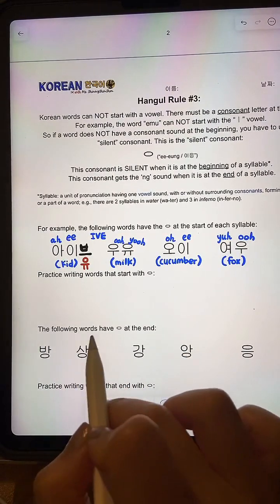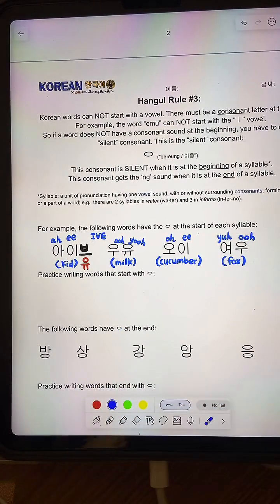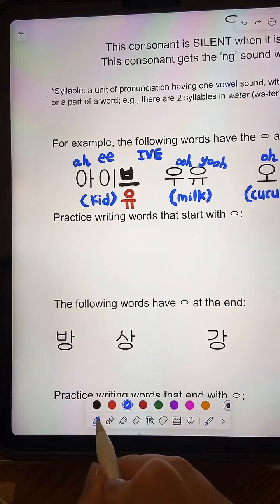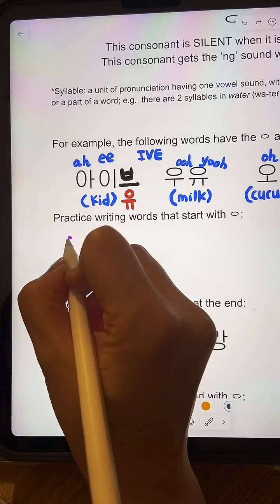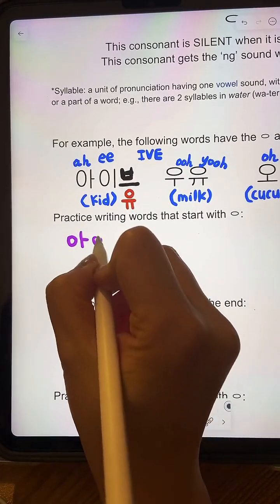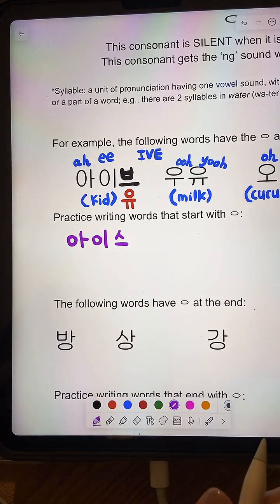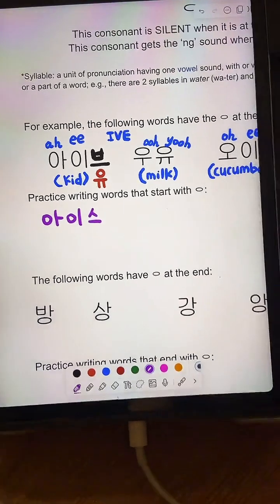And then the next one, we're going to talk about when the iung goes at the bottom, all right? So stay with me. Oh, 안녕. Good job, Tammy. Ice. Oh, yeah, you would write that with the iung, right? Ice. I'll write it here with a purple. You would go a, I, and then s. Ice. Okay? 네. Okay. Let's go to the next one.